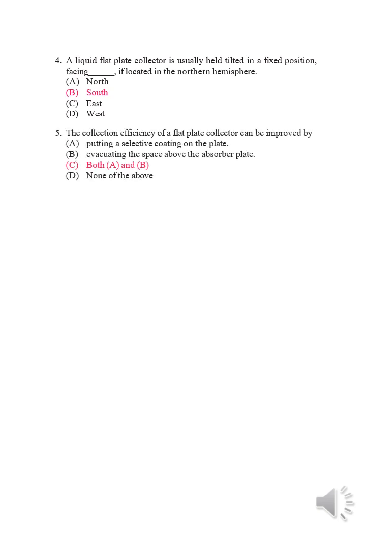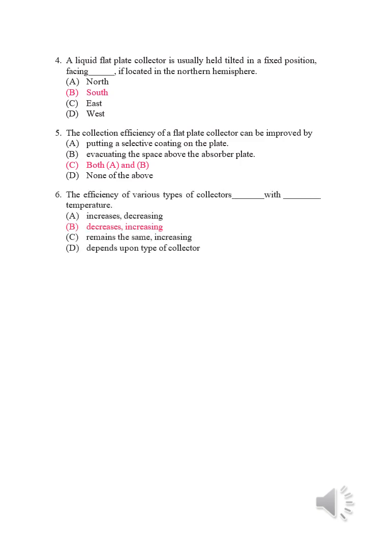Next is: the collection efficiency of a flat plate collector can be improved by putting a selective coating on the flat plate, or evacuating the space between the absorber plate. Both option A and option B are correct. So the correct answer will be C, both A and B. The efficiency of various types of collector decreases with increase in temperature. That's correct.